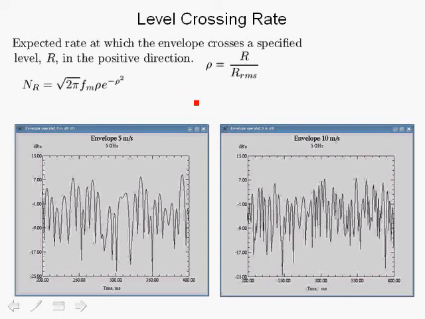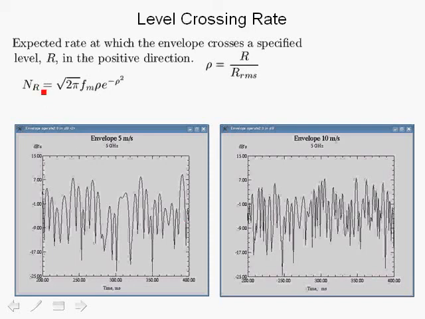One of those parameters is the expected rate at which the envelope crosses a specified level r in a positive direction. If you look at the case where we're moving at 5 meters per second versus the case where we're moving at 10 meters per second, if we set a level at this point here, we see that the number of crossings of this level for the vehicle moving at 10 meters per second is much larger than the case for 5 meters per second.